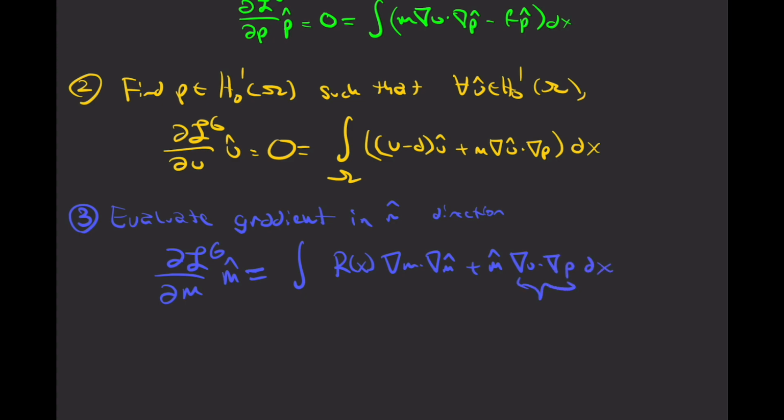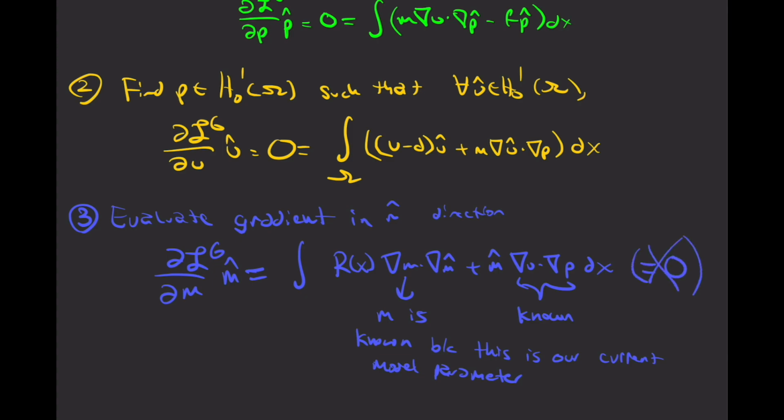And now these are known. m is known at the very beginning because this is our current guess. So we always have to guess an initial model parameter, and then we iterate on it through gradient descent. That's always known. And notice that we are not setting anything equal to 0, because at this point we're evaluating the gradient. So this gives us a workflow where we can now do gradient descent. That's the main takeaway from this.